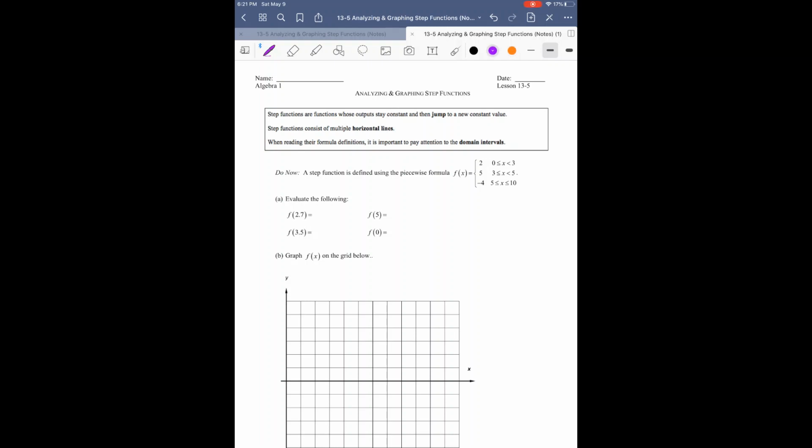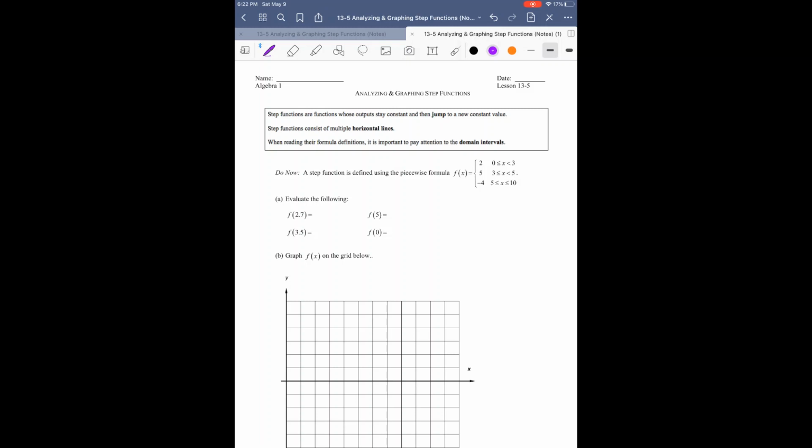Hi everyone! Today I'm going to teach you lesson 13-5 on analyzing and graphing step functions. Before we start, I'm going to give you a little bit of information about step functions, so then you can try the do now. Step functions are functions whose outputs stay constant and then jump to a new constant value.